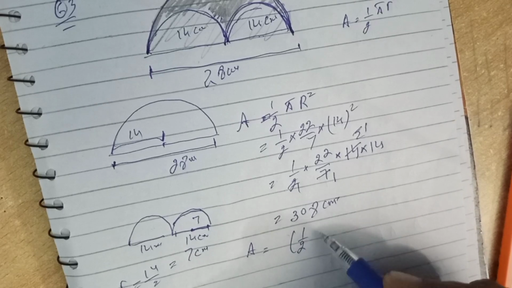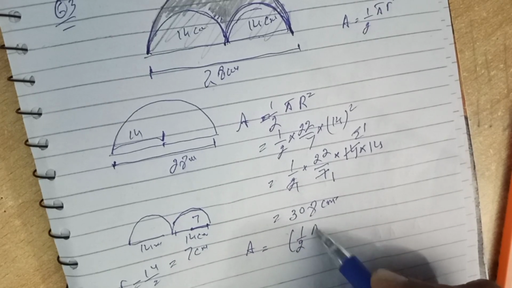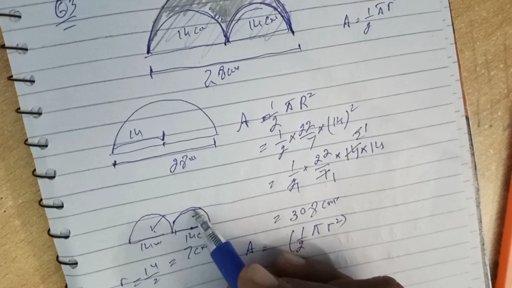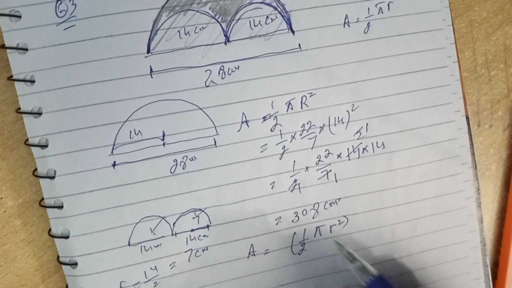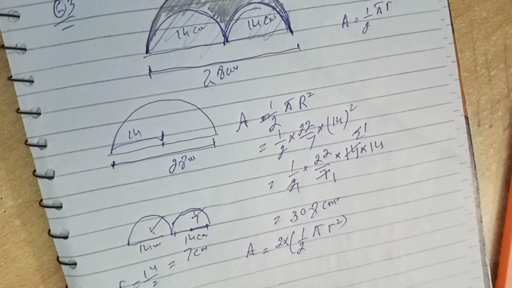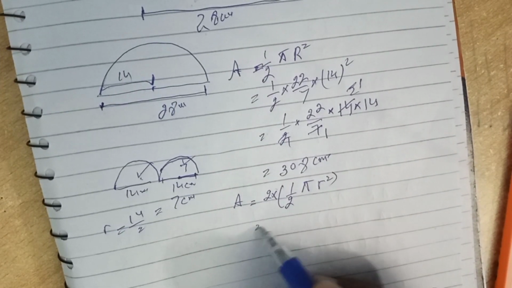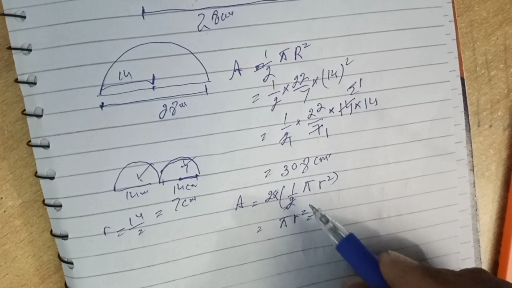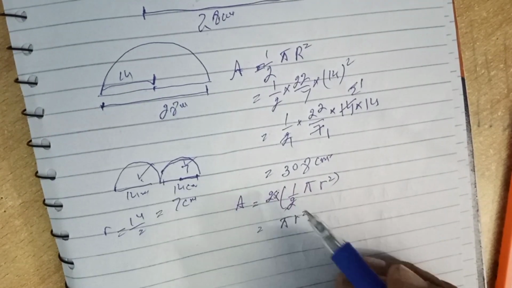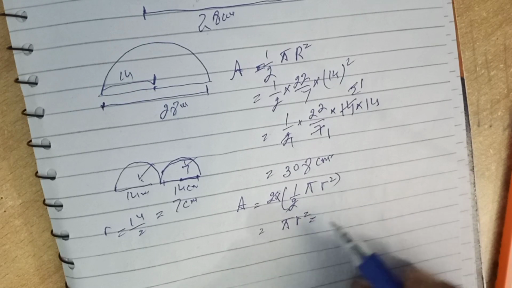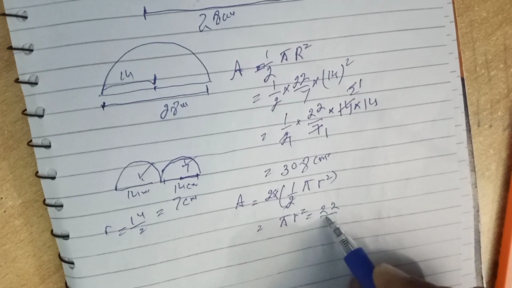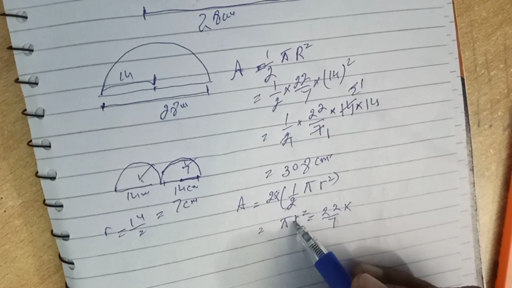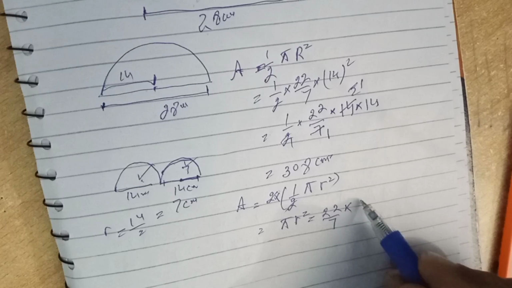The area of one semicircle is 1 over 2 pi r square. As there are two semicircles, this one and this one, we will multiply it by 2. Now look at this, 2 is cancelled by this 2. The answer is pi r square. So when two semicircles join together, they form a circle. So what is the area of these two semicircles? That is 22 over 7 into r square. R over here is 7, 7 square.